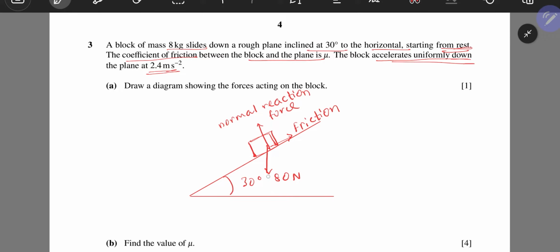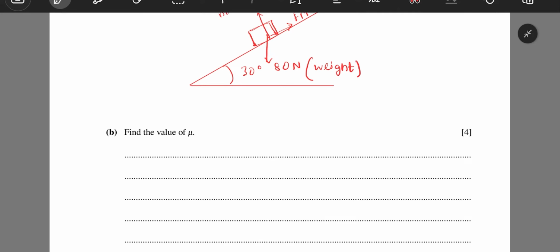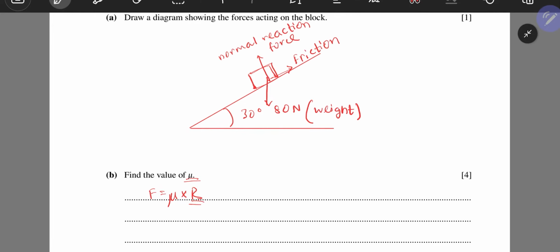Note that you might be tempted to show the force down the slope, but remember that it's just a component of the weight. So if you're showing the weight, you don't actually need to show the component down the slope. So I can just write weight in brackets just to be safe. So the diagram is pretty much complete. Then I move on to the question, which is finding the value of mu. We need to understand that mu is the coefficient of friction, so F is equal to mu R. So to find mu, I'll need to find R eventually, the normal reaction force.